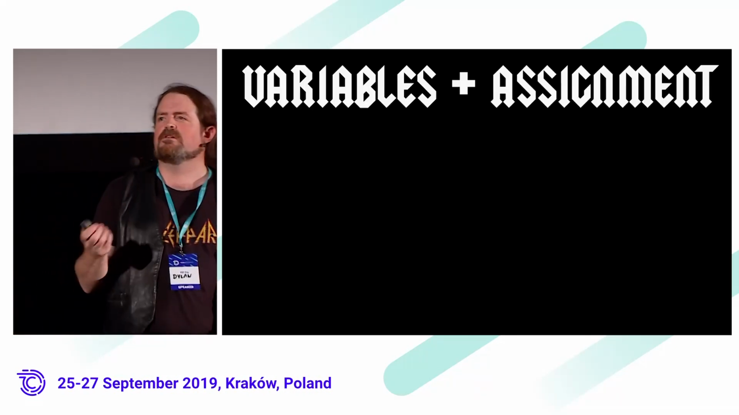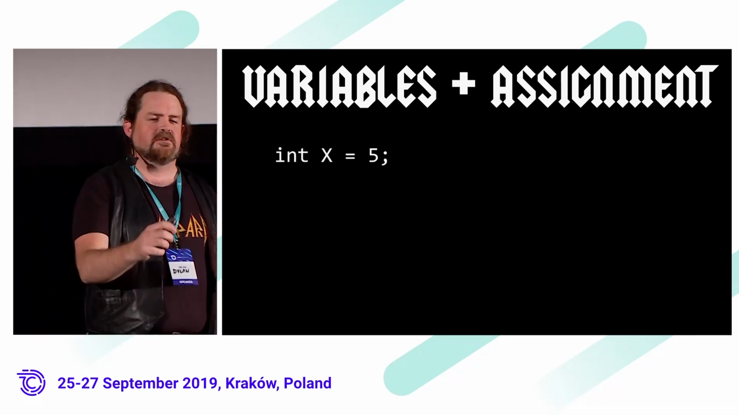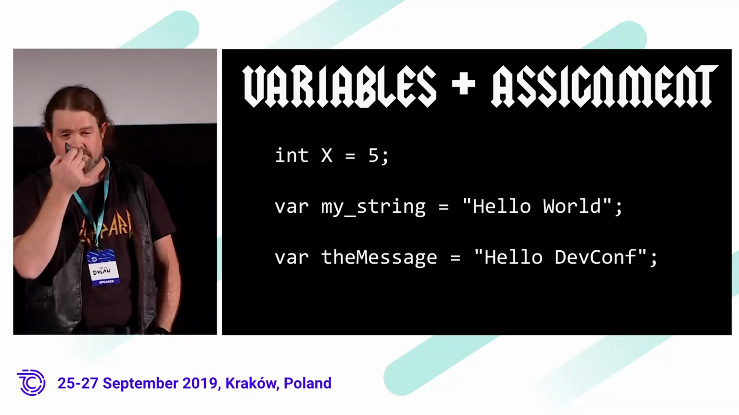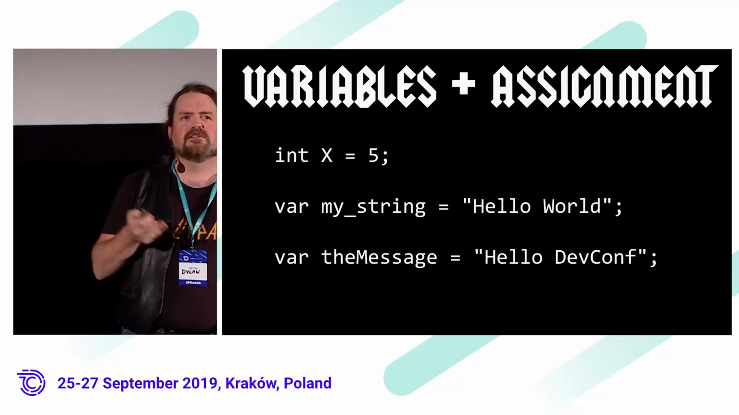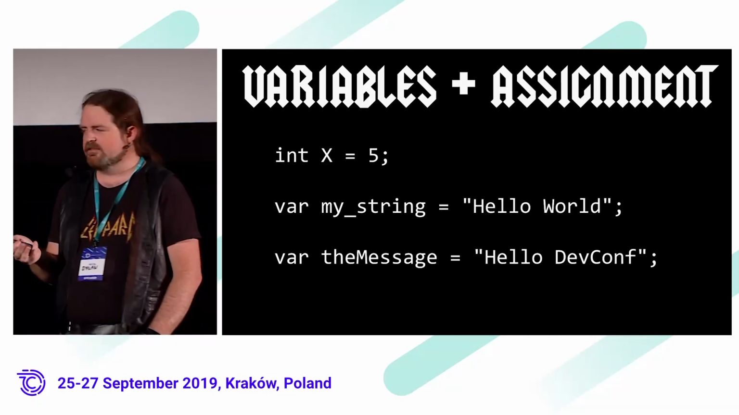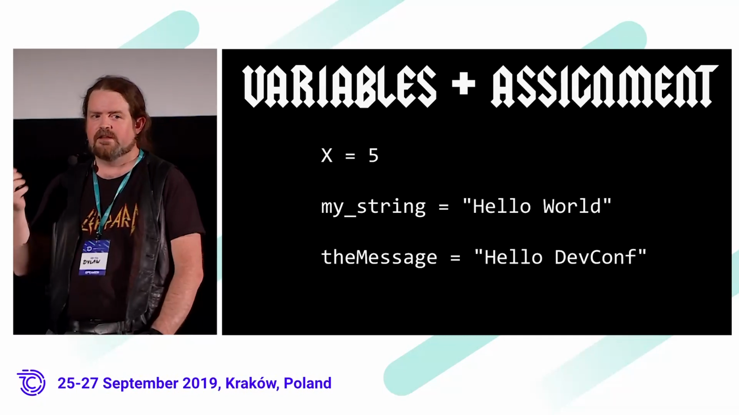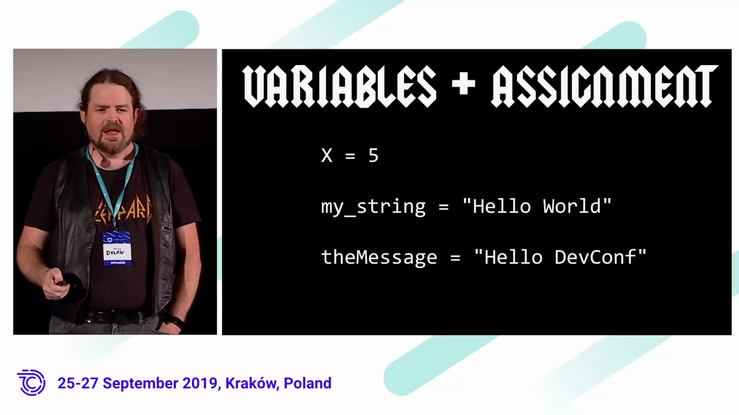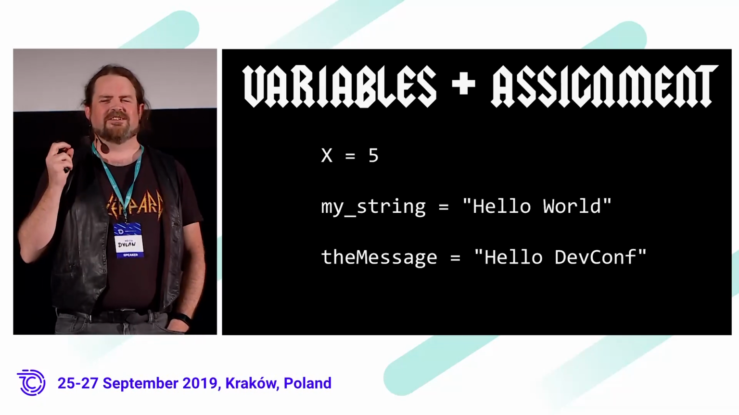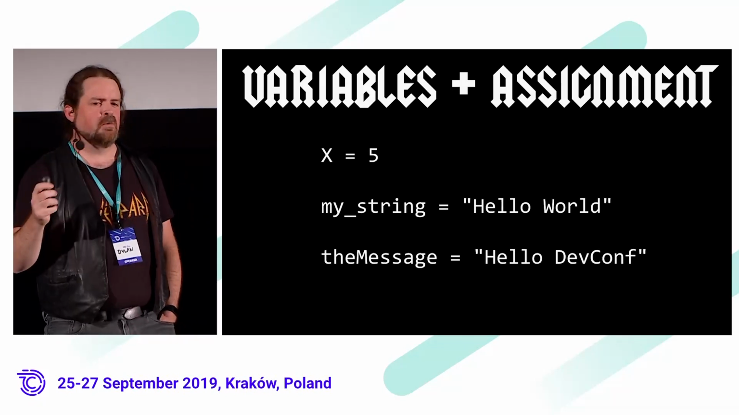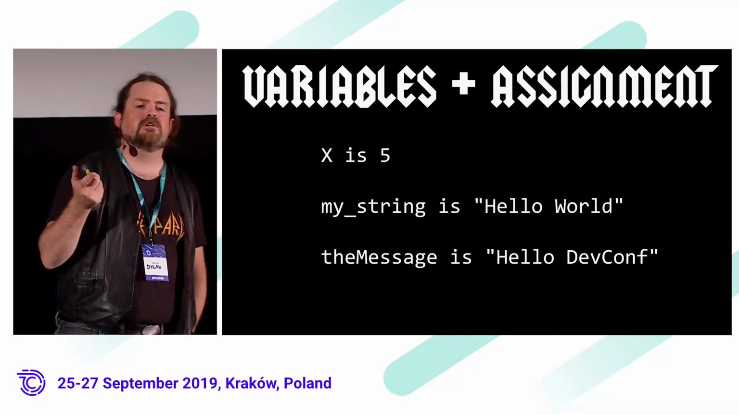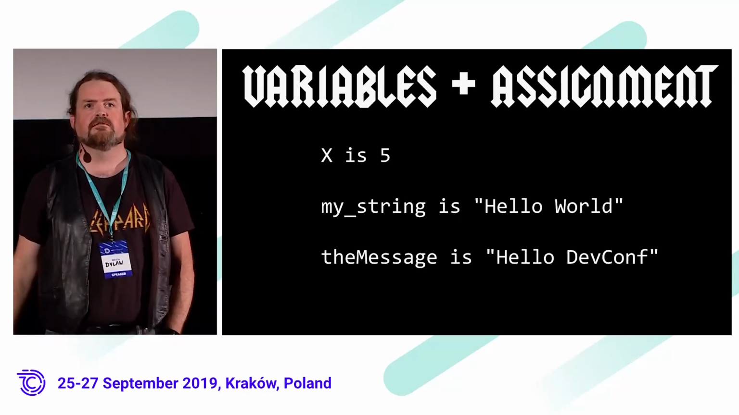Now, variables and assignment. Most programming languages have stuff like int x, var myString, the message equals hello DevConf. Now, there's a lot of stuff in here which isn't going to work in a song. For starters, we're dynamically typed. We don't need ints and vars and things. And get rid of the semicolons, because I never understood what they're really for anyway. Now, we've got this equal sign, which looks a little bit like maths. And that's not going to work with rock and roll. That'll do. X is 5. My string is hello world. The message is hello DevConf.